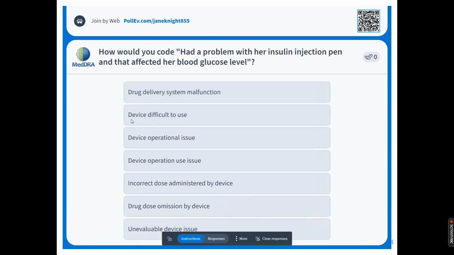So the first part, I've split the polling into 2. So let's deal first of all with had a problem with her insulin injection pen. What would we do with this one? Is it a drug delivery system malfunction? I'll let you read them. Then we'll talk about them. So this is just to capture the problem with the pen, because there isn't a combination term that could capture all of this. So we are going to split.